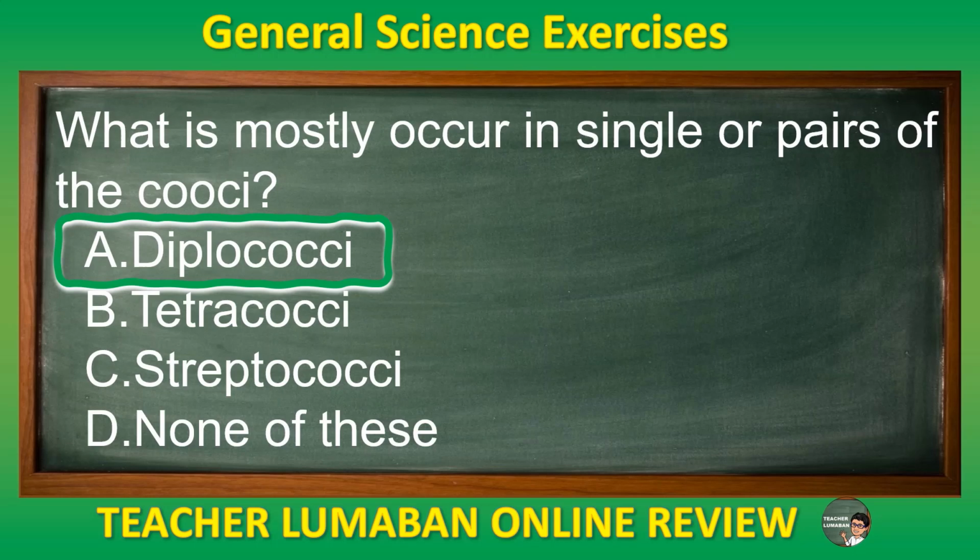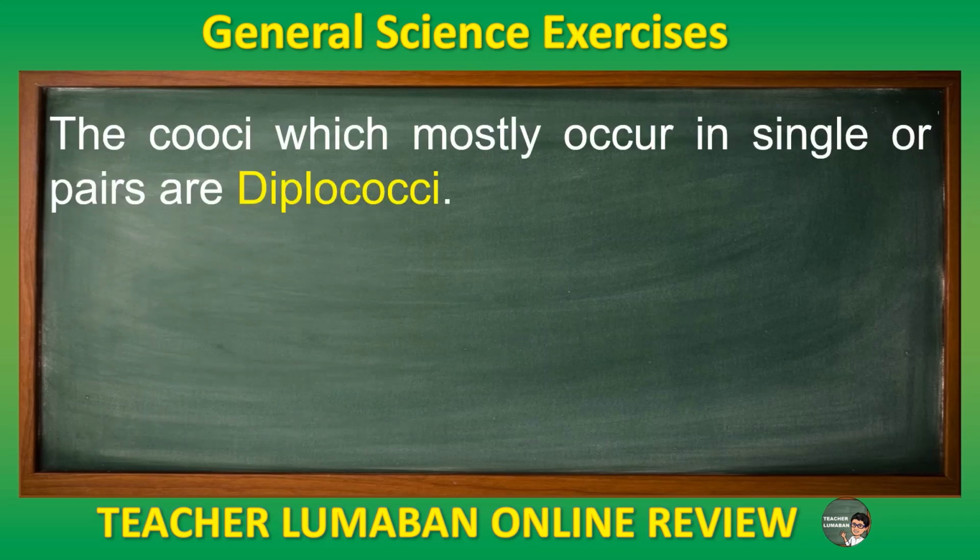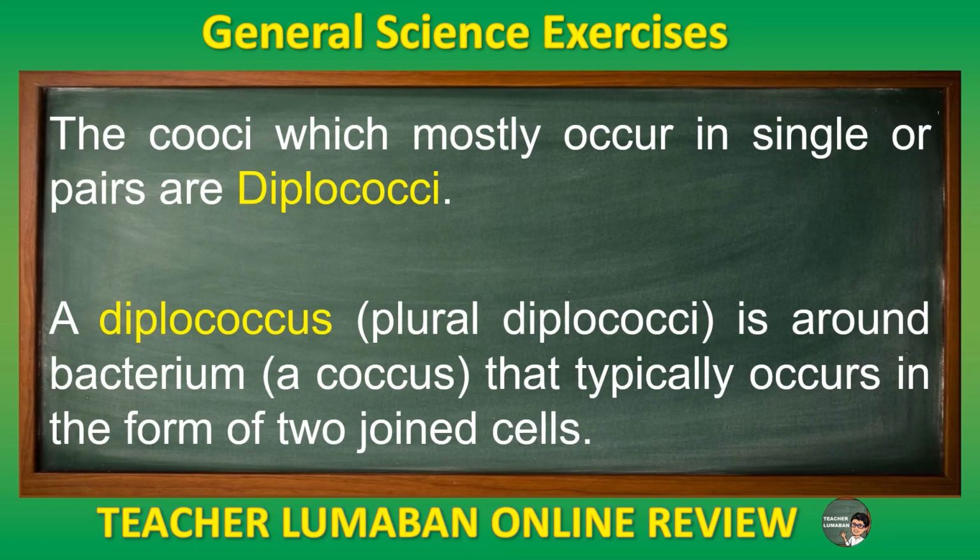The cocci which mostly occur in single or pairs are diplococci. A diplococcus, plural diplococci, is a round bacterium, a coccus, that typically occurs in the form of 2 joined cells.